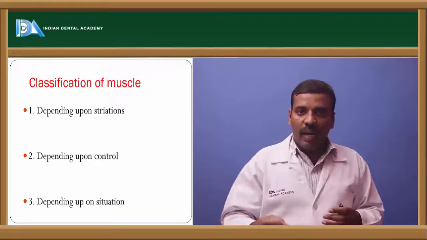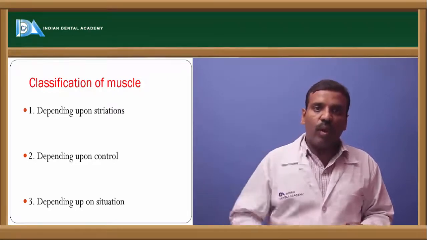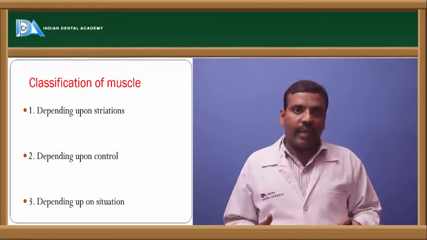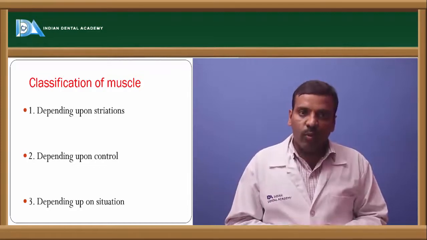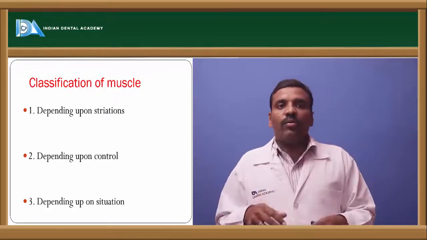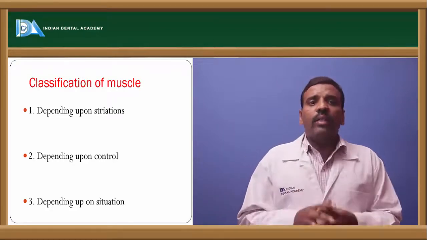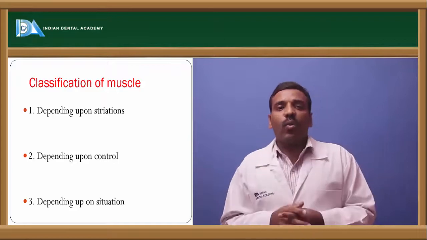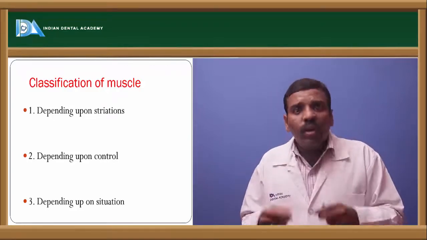We can move our hands; this is a type of voluntary movement. We can move our neck; this is voluntary movement. We can move our lower limbs, we can walk and talk and everything. All these are because of the voluntary muscle. If we want to stop this, we can.